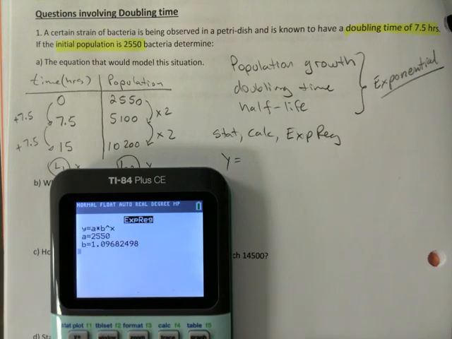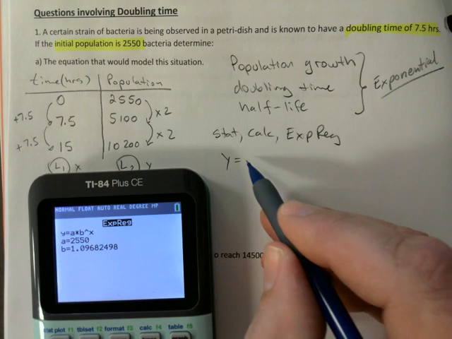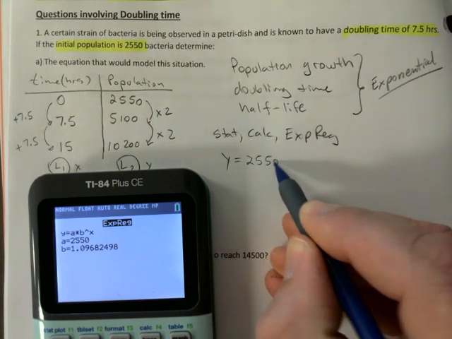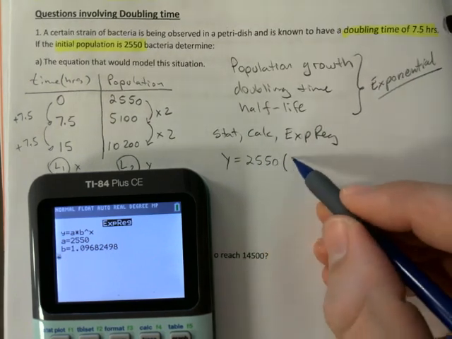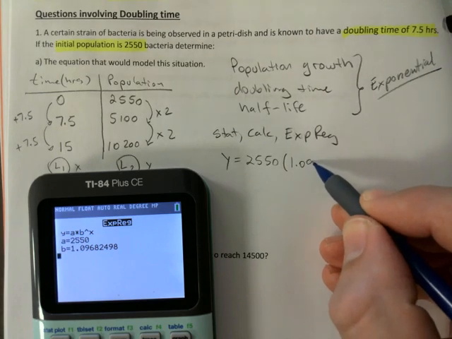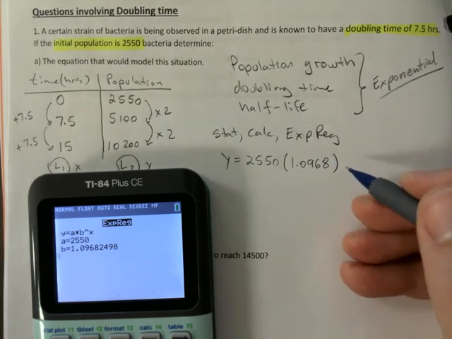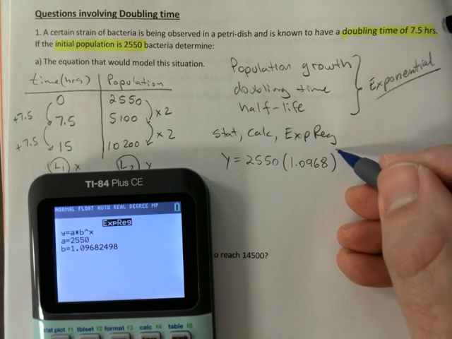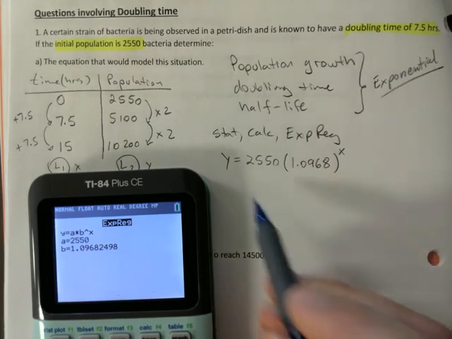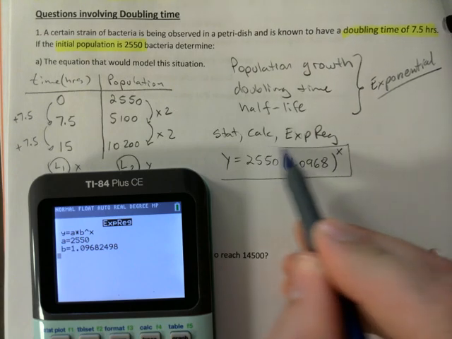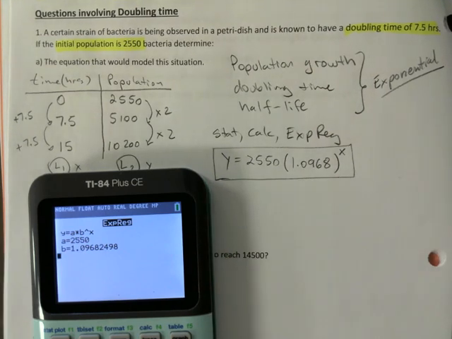Here it is. 2550 times 1.0968. I'm going to use 4 decimals. You could do 2 to the x. Right? So this is your exponential regression.